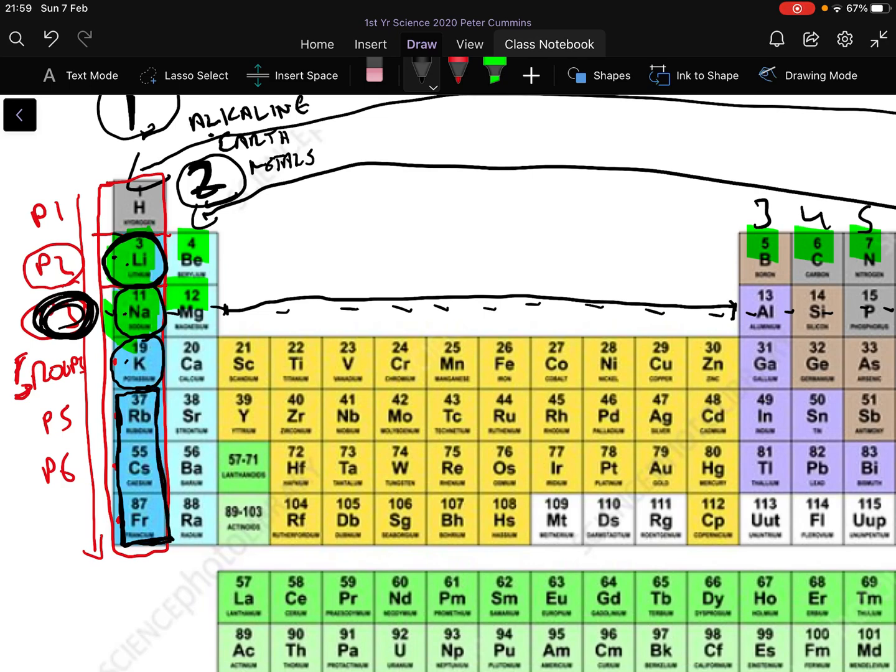If you were to take a small bit, say the size of your thumb, and put it into water, you could lose the school. It would be like a bomb. Especially cesium and francium, they're very, very dangerous, and they get worse as you go down. Group 2 are not as bad.